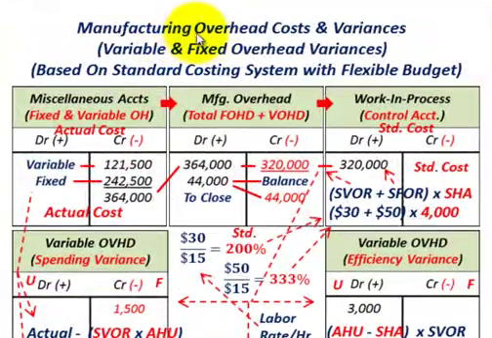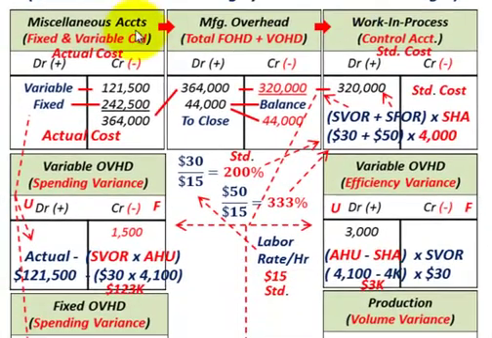What we're going to be going over here is manufacturing overhead costs and their associated variances. We're going to be calculating variable and fixed overhead variances, based on a standard costing system where we're using a flexible budget. I've got it laid out in T account form, and we're going to be tracking these variable and fixed overheads through these T accounts to calculate their variances.